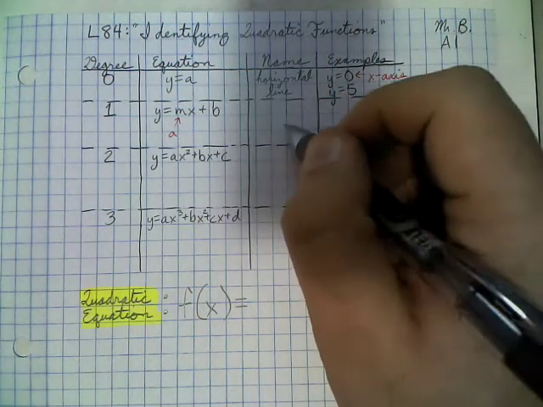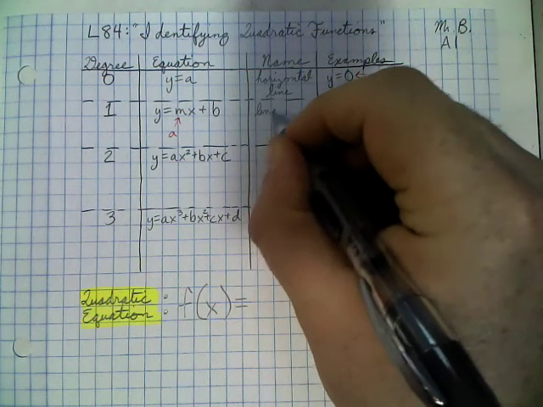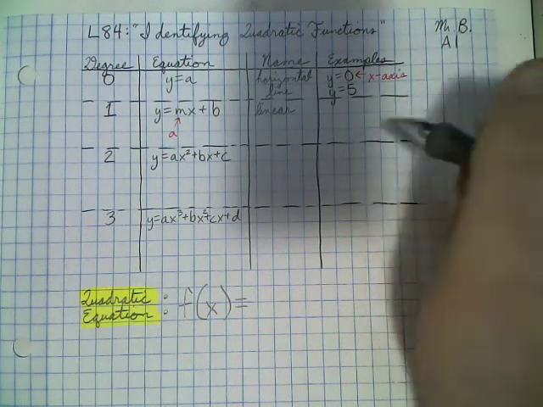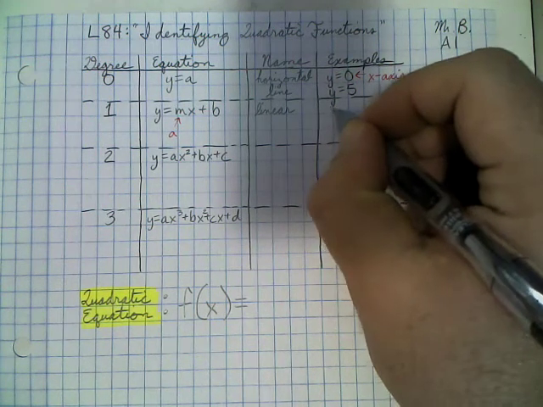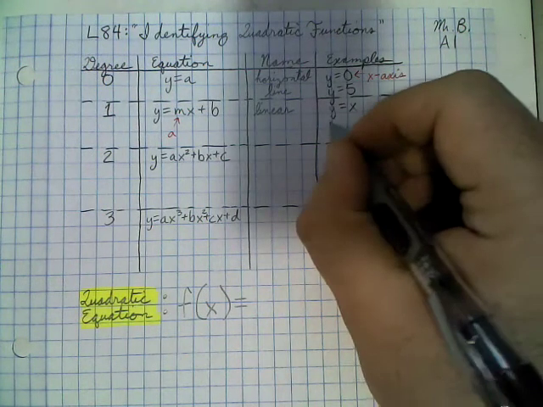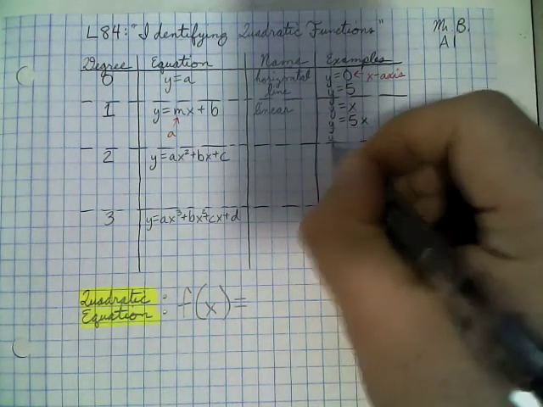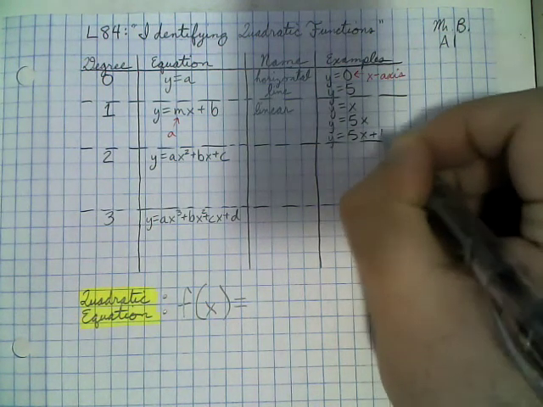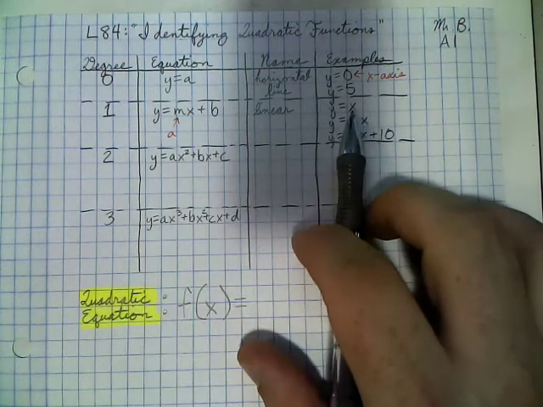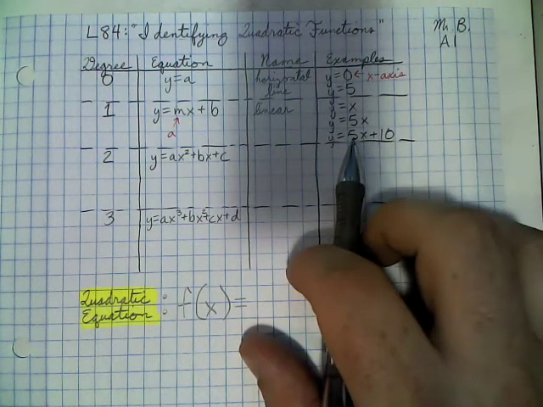We would call this kind of function a linear function. It's graphing a line, so we would call it a linear function. Examples of this would be, if we just make things real simple, y equals x. Or a little more complicated, y equals 5x. Or y equals 5x plus 10. Each of these would be of this form. Here, m is 1, b is 0. Here, m is 5, b is 0. Here, m is 5, b is 10.